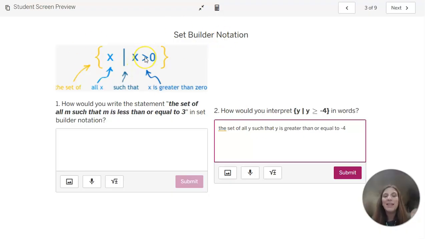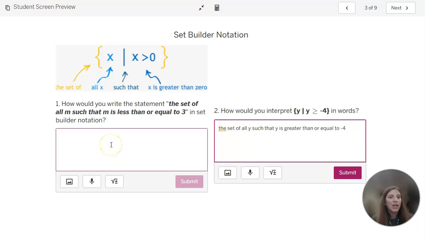If I looked at this one here, that doesn't make an L, so I know that's a greater than symbol. Same thing here, that's a greater than symbol. If it goes the other way, though, it would be less than. And then, of course, if it has the line underneath it, then that means or equal to. If it doesn't have the line, then it can't equal that number.